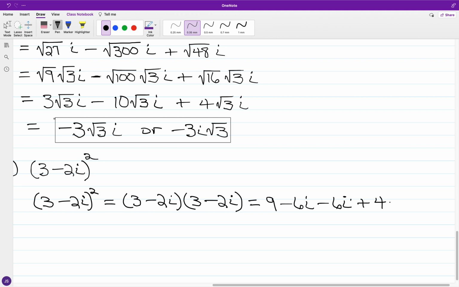And i times i becomes i squared. And looking at simplifying now, again, i squared is going to be negative 1. And for what we have in the follow through, so we've got 9. Now combining negative 6i and negative 6i, we have a negative 12i. For 4i squared, so we have 4 times negative 1.